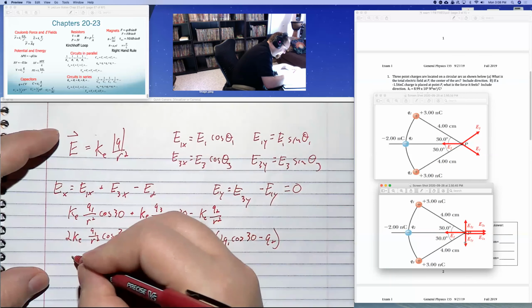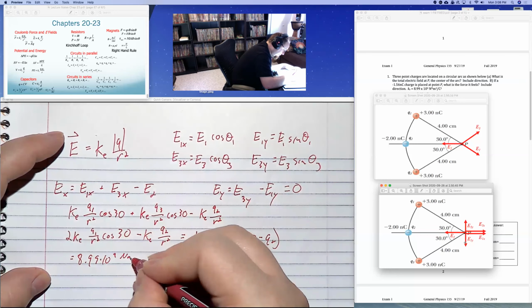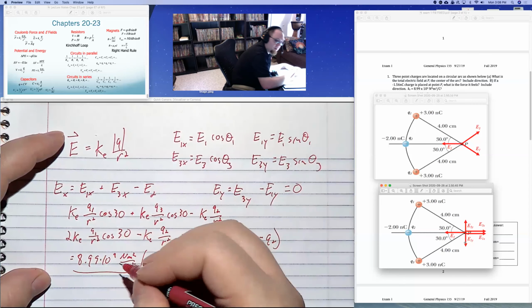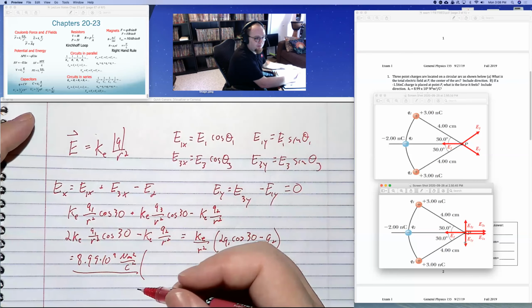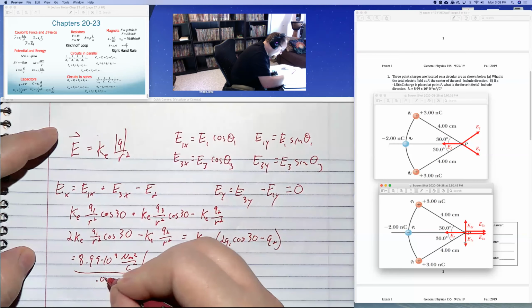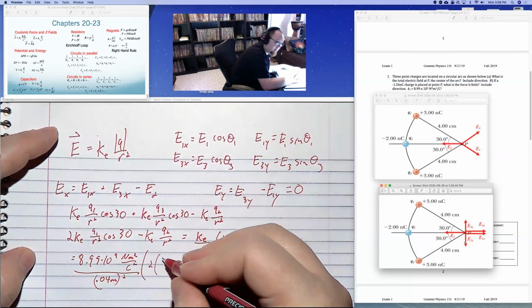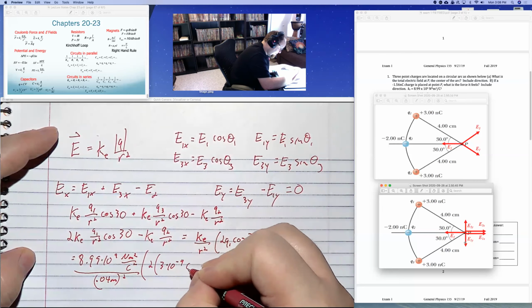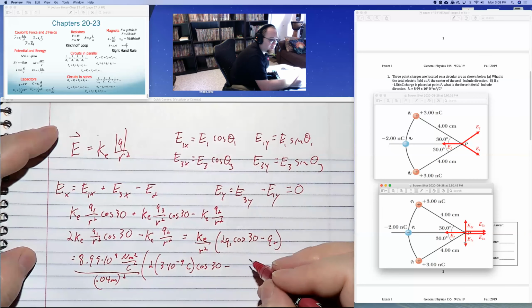And I can plug in. Where's it written? 4 centimeters. 3 nanocoulombs. Q2.